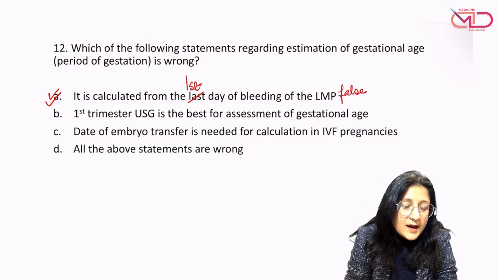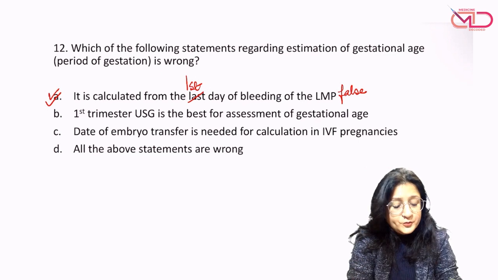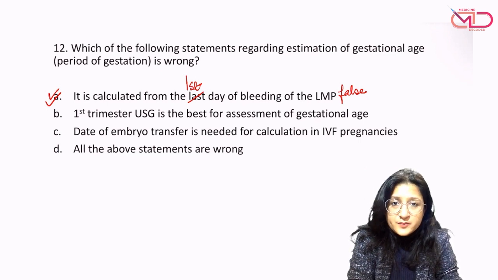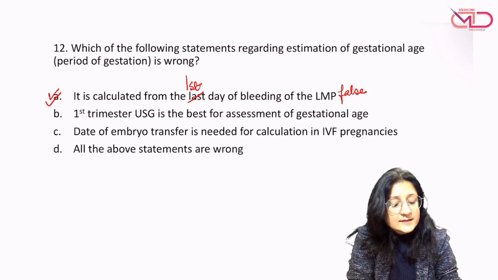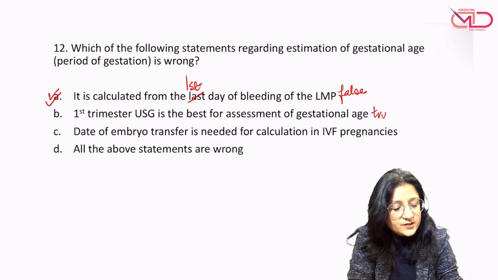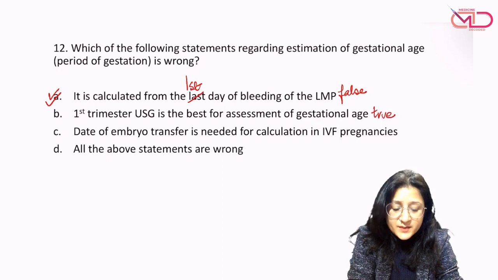So that's your answer. Now, option number B, that is first trimester ultrasound measurement of crown rump length, is the best for assessment of gestational age. That is the true statement.